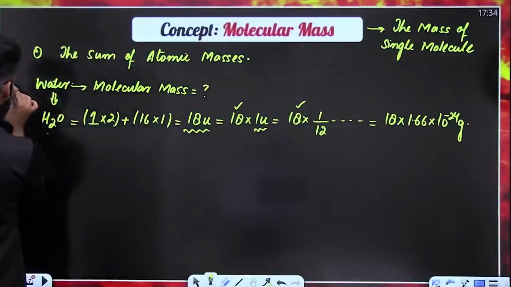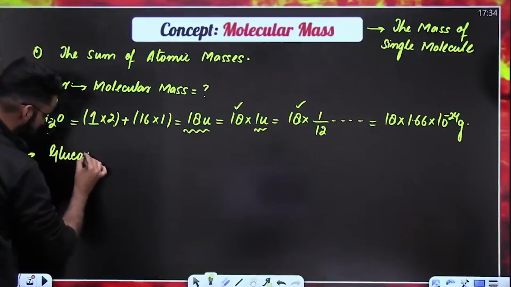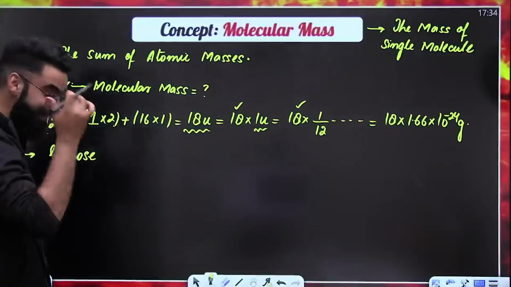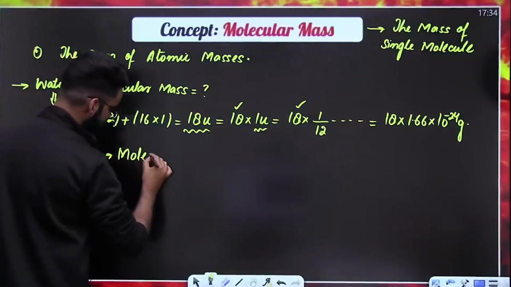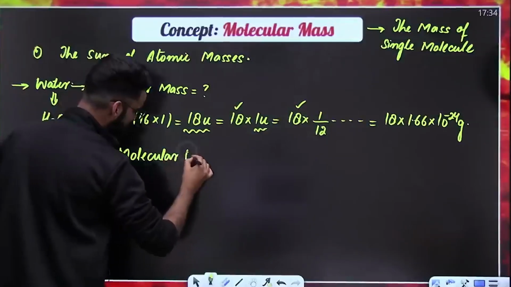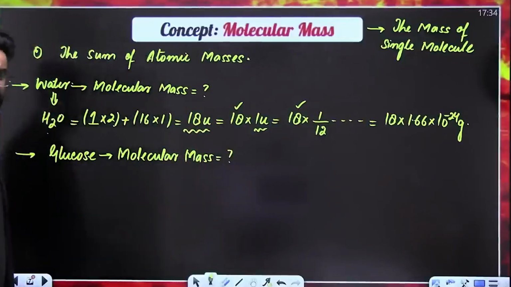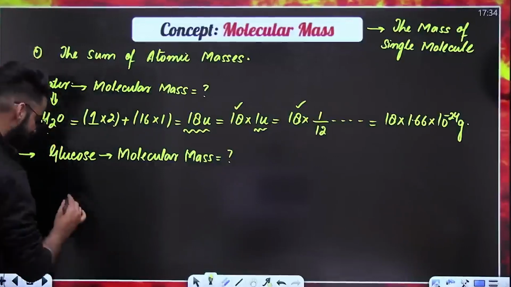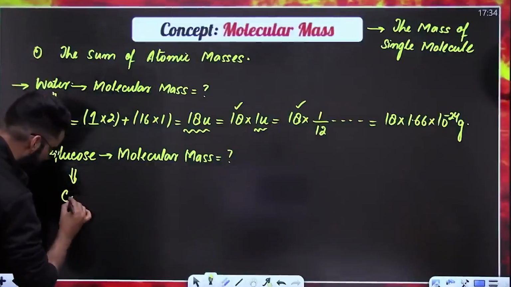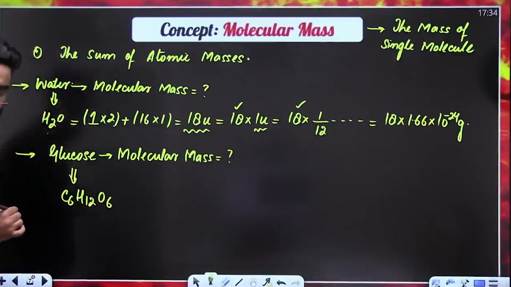For example, I'm writing the term glucose over here. Let's say I need to calculate the molecular mass of glucose. What does that mean? That means I want to calculate the mass of one molecule of glucose.